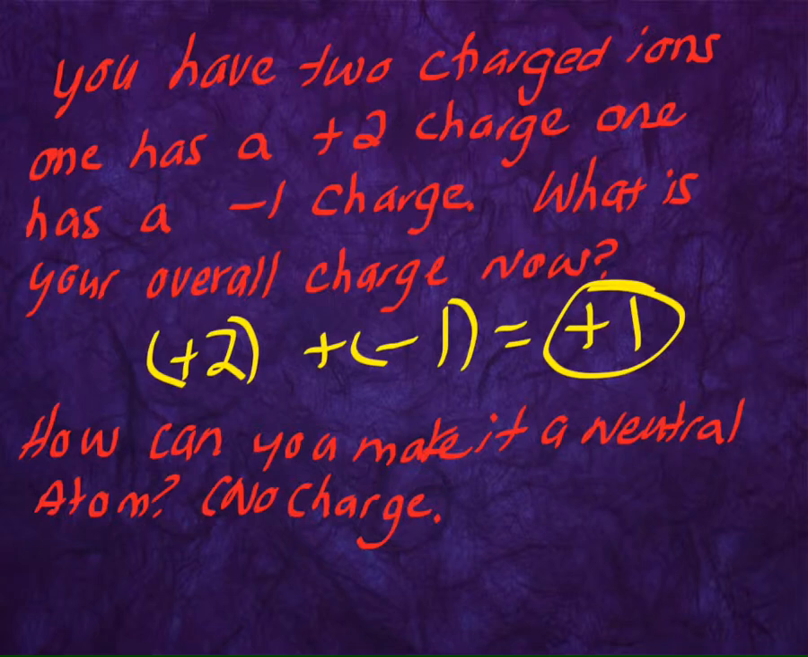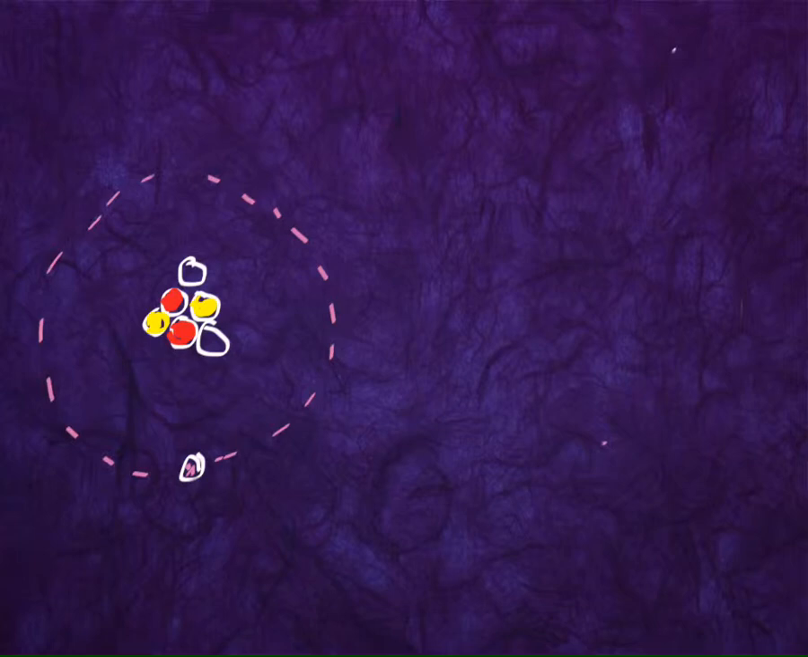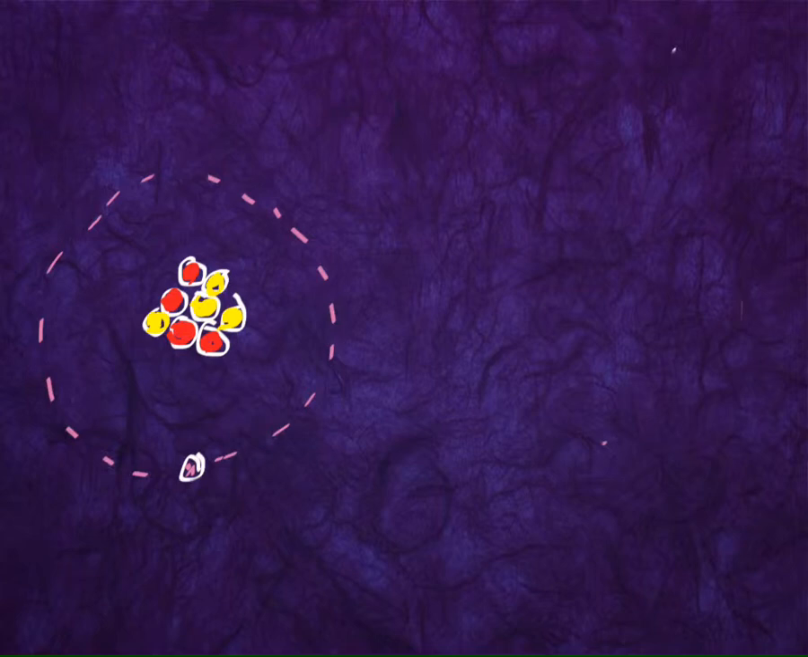Let's draw this visually. In this, I'm creating a nucleus. I have a positive 1 charge, which means I need to have some electrons out here. I have 4 protons. My red ones are protons. Here's a plus 1, a plus 1, a plus 1, a plus 1. Now I'm going to add some electrons to my outside circle.